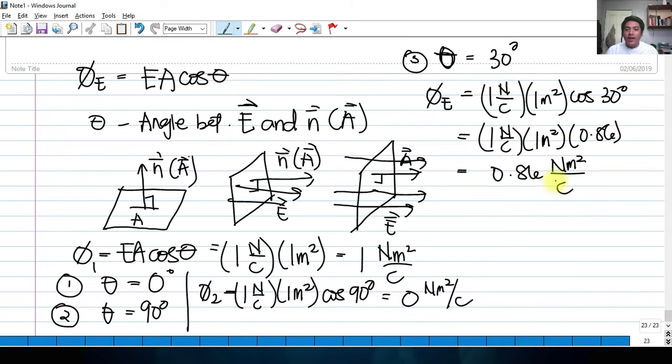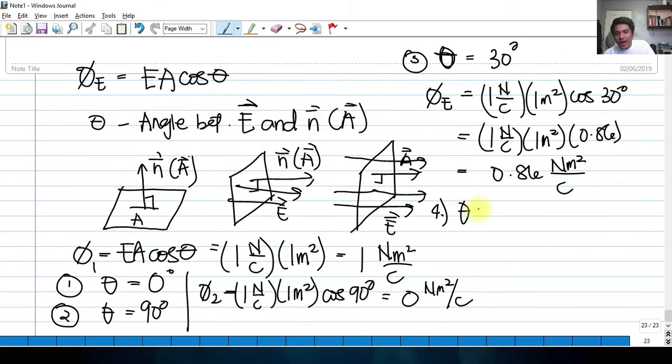And here we can see the third case, 0.86 Newton meter squared per coulomb of electric flux, and that is because our angle now is between 0 and 90. We have 0.86, which is less than the maximum of 1 Newton meter squared per coulomb, but more than 0. So this is less than the maximum of 1, but more than the minimum of 0. And we have the other case, for number 4.